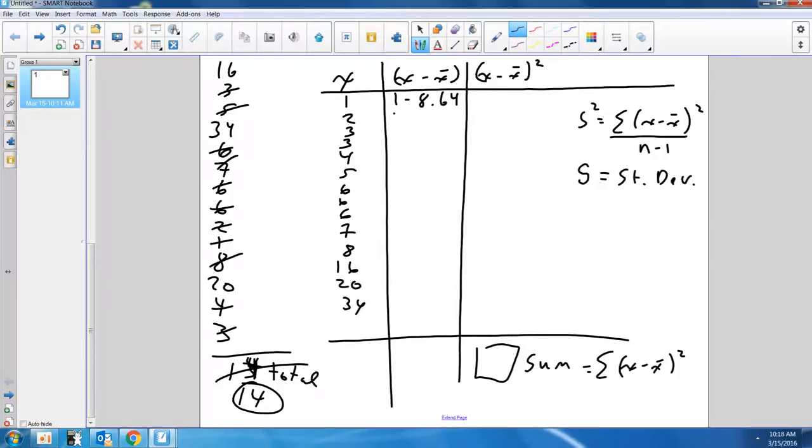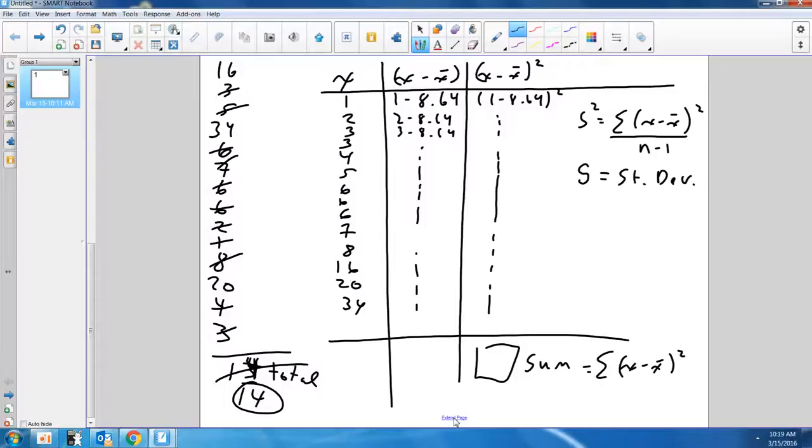And then it's going to be 2 minus 8.64 and 3 minus 8.64, and that's an approximate. And then what I'm going to be doing is squaring those, 1 minus 8.64 quantity squared. And I'm going to do this all the way down. You could see by hand that's going to be a huge hassle as you go through it. Now, if these numbers were a lot easier, whole numbers, it would be definitely doable. Like if there were 5, 6, 7, and 8, and the mean was easy, that you could figure that out.